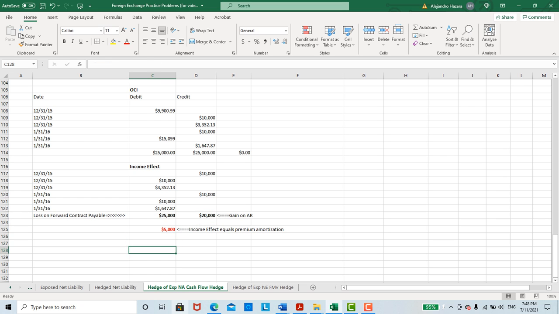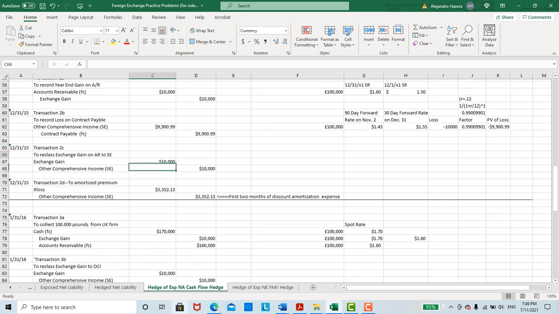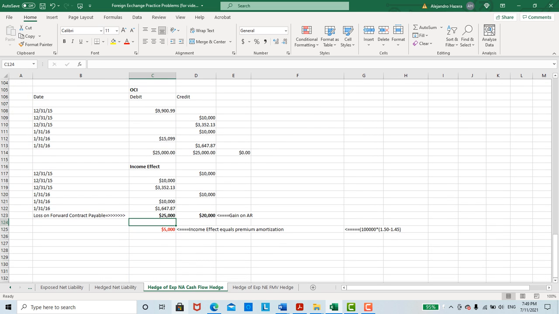And that $5,000, if you get down to it, when you get everything else, is really the difference. It's the 100,000 units of foreign currency times the difference between the $1.50 initial spot rate and the $1.45, which turns out to be the premium, the discount of the forward contract in this case. That's the only thing; it equals premium on forward contract. I think this example is really done with discount. I'm going to put: changes to income effect equals discount amortization.